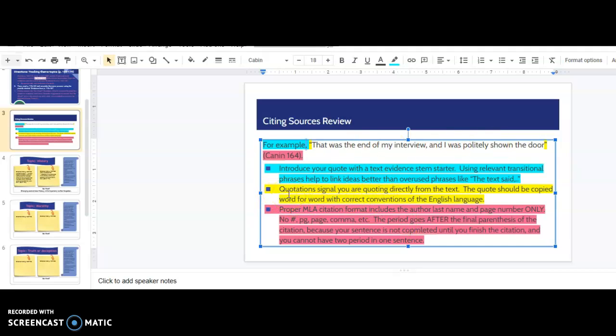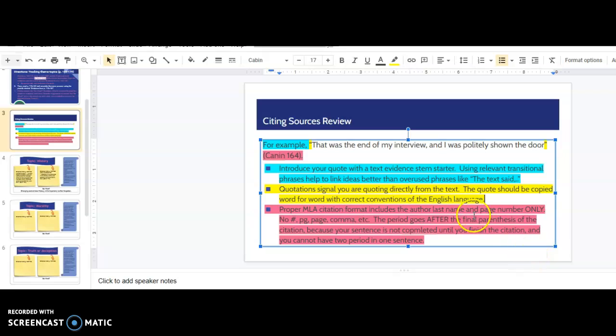Just a reminder, most of you know this, I haven't seen anyone really struggle with this, but quotation marks signal that you are quoting directly from the text, so your quotation marks should come before you start your quote and at the end of the direct quote. And it should be copied word for word with correct conventions. So if there is something capitalized in that quote, I would expect to see it capitalized in your quote. So this I would not therefore be lowercase. It's one of my pet peeves is when things are written correctly in the text and people don't copy it correctly.